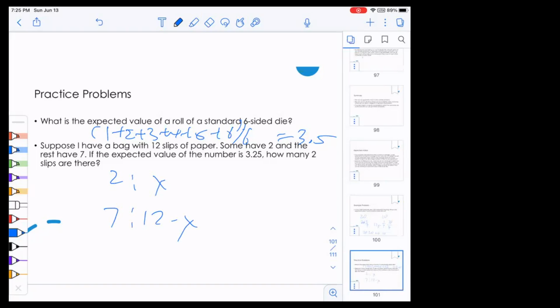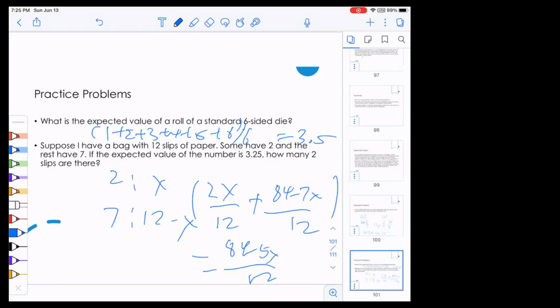So the expected value is 2x over 12 plus 7 times (12 minus x) over 12, which is 84 minus 7x over 12, so altogether 84 minus 5x over 12. Since we want this to be 3.25, this is now an equation, and we can solve it by multiplying both sides by 12. 84 minus 5x is equal to 39. We get 5x is equal to 45 and x is equal to 9. So there are nine 2 slips, and there are three 7 slips.